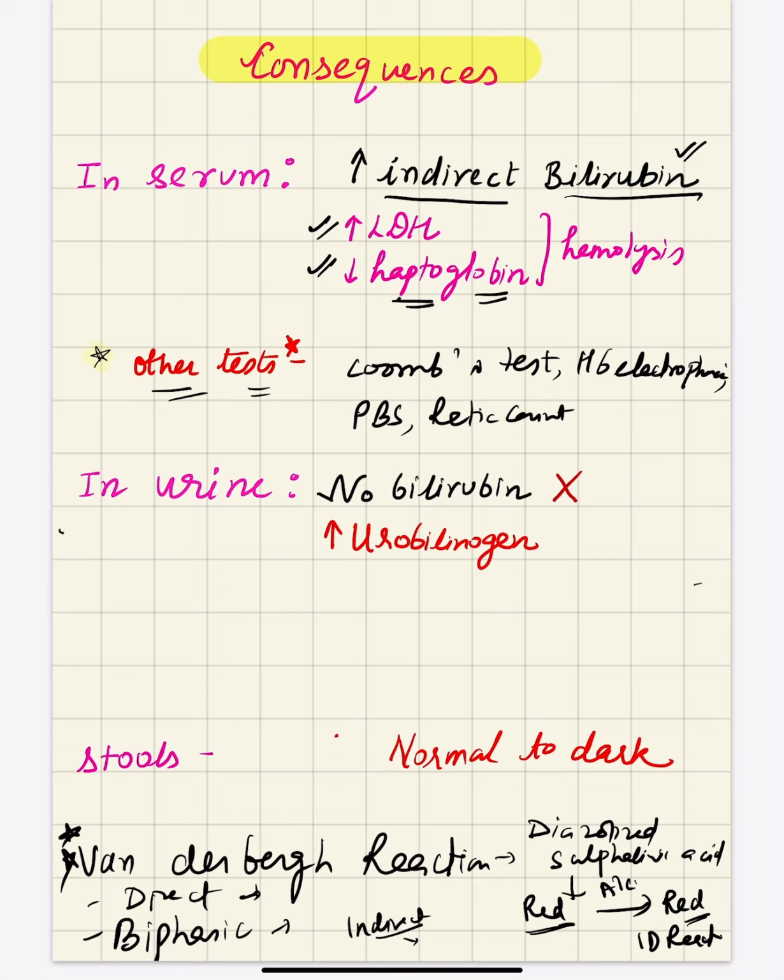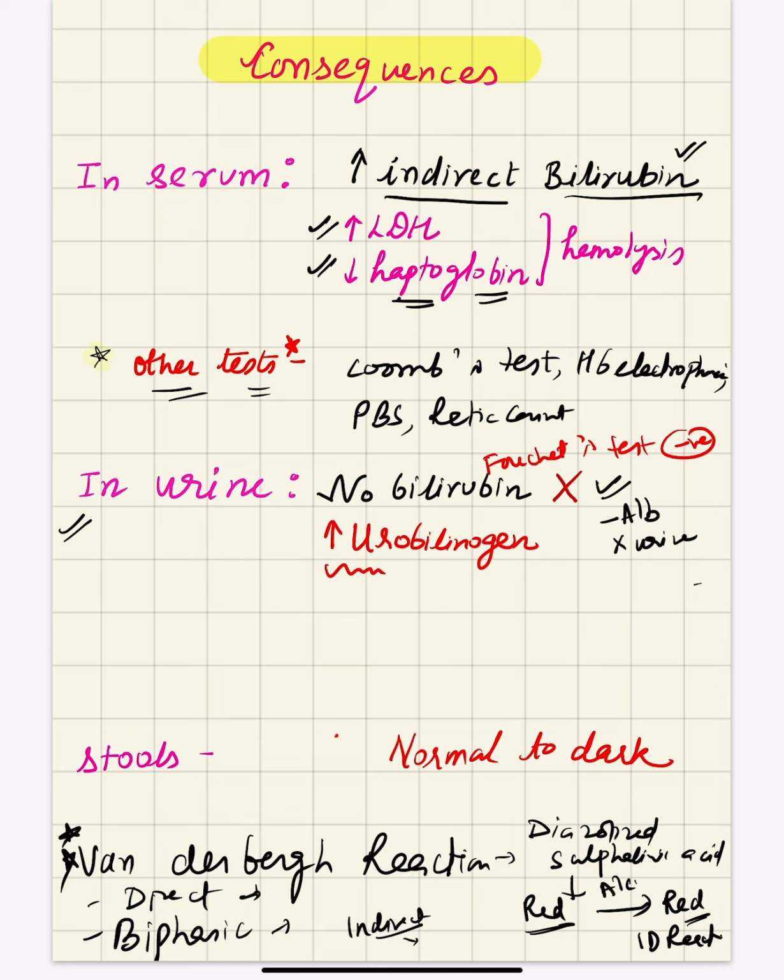Now in the urine, I have discussed this in the last lecture, so you can go to that. In the urine, there won't be any bilirubin. Why? Because the unconjugated bilirubin is water insoluble. It is bound to the albumin and doesn't come out in the urine. So bilirubin will be absent. The test that we do for urine bilirubin is Fouchet's test, and it would be negative in case of unconjugated bilirubinemia.